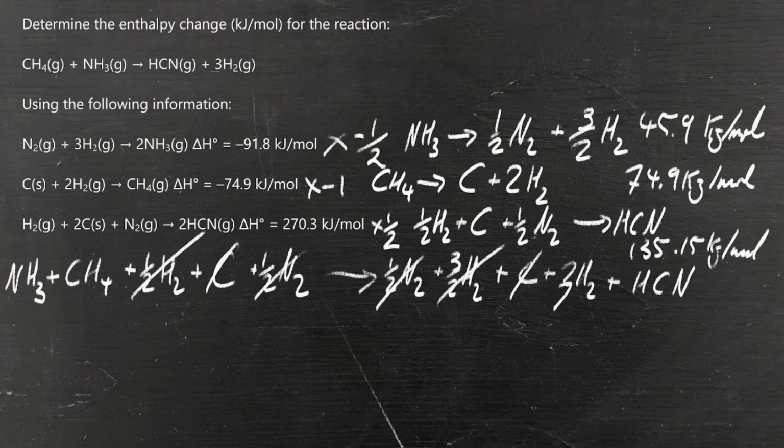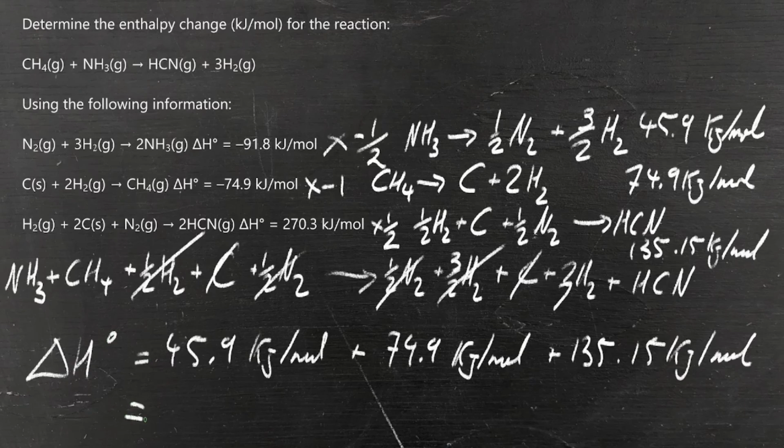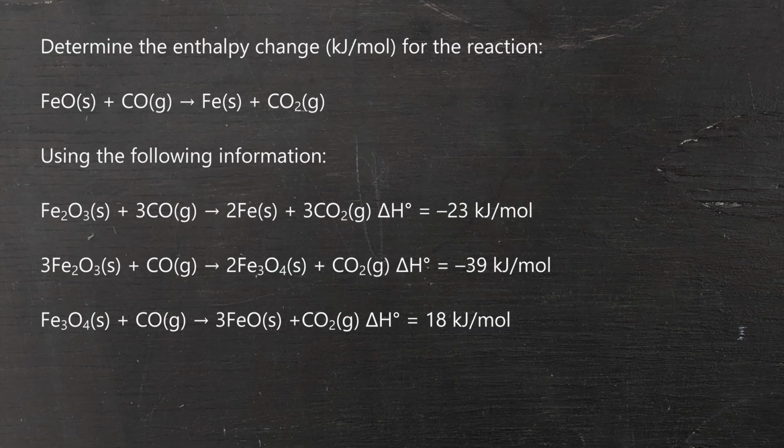we end up with 3H2. So now we have exactly what we see up above, where we have methane and ammonia reacting to give hydrogen cyanide and 3 hydrogen molecules. So all that's left is to add together the energy changes, and we will have the enthalpy change for this reaction, which when added together comes to 256.0 kilojoules per mole.